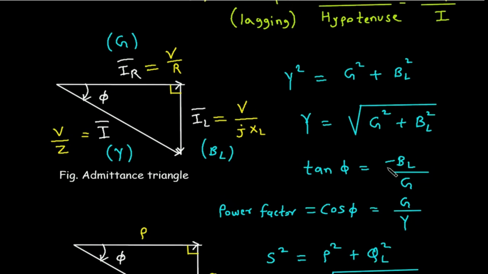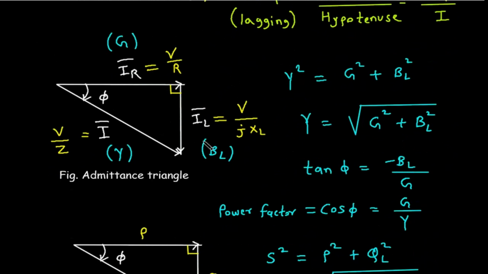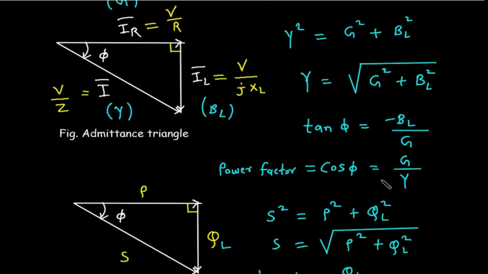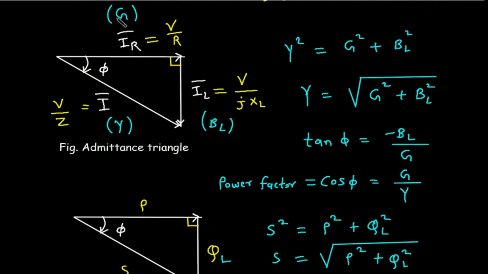Now again tan phi is equal to opposite upon adjacent. So here the opposite is BL. Again this BL or inductive susceptance is in the direction of the y-axis in the downward direction. So this will be minus, divided by the adjacent side. So the adjacent side is G, that is conductance. So therefore tan phi is equal to minus BL by G. Now power factor. Power factor is equal to cos phi, and cos phi is equal to adjacent upon hypotenuse. So here the adjacent is G and the hypotenuse is Y. So therefore cos phi is equal to G by Y.